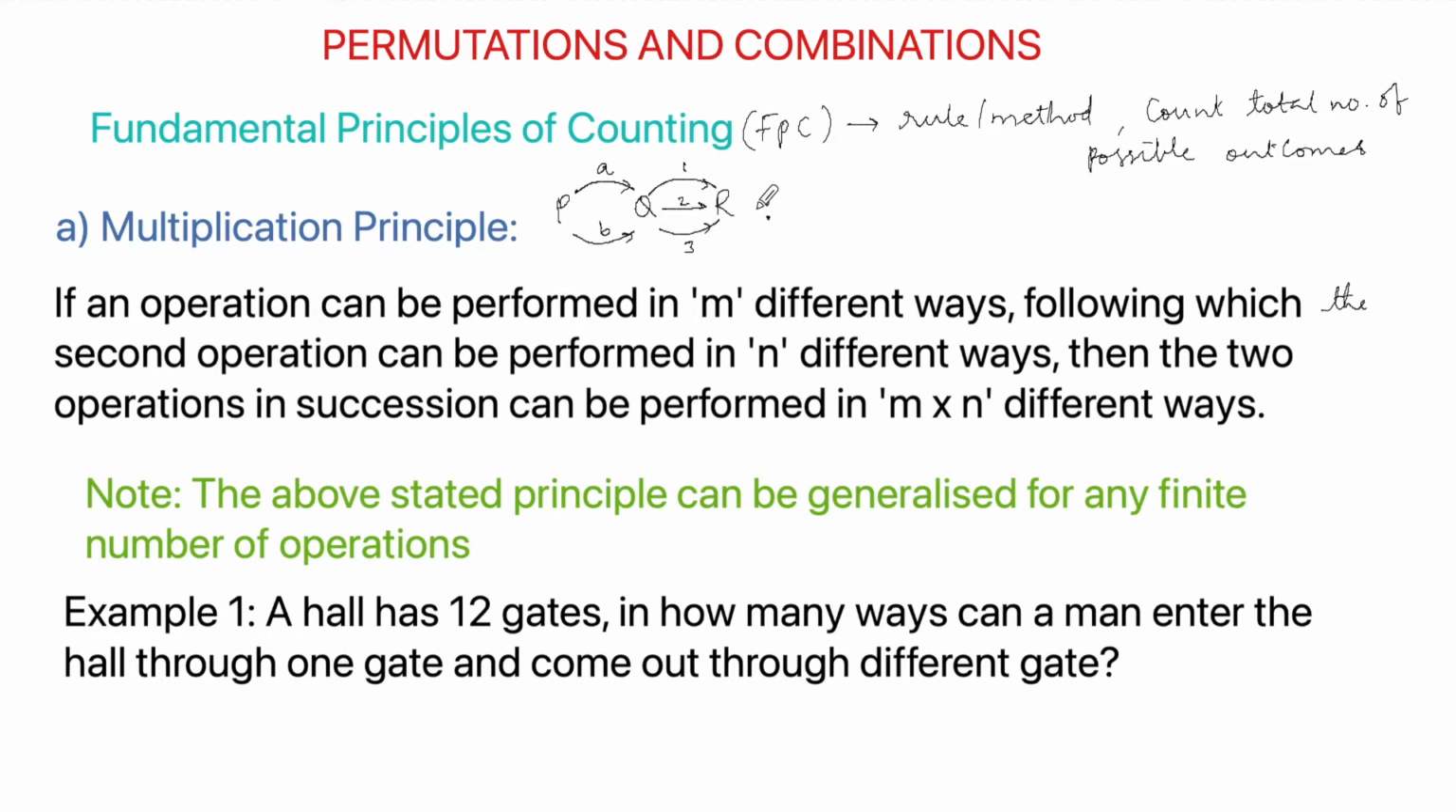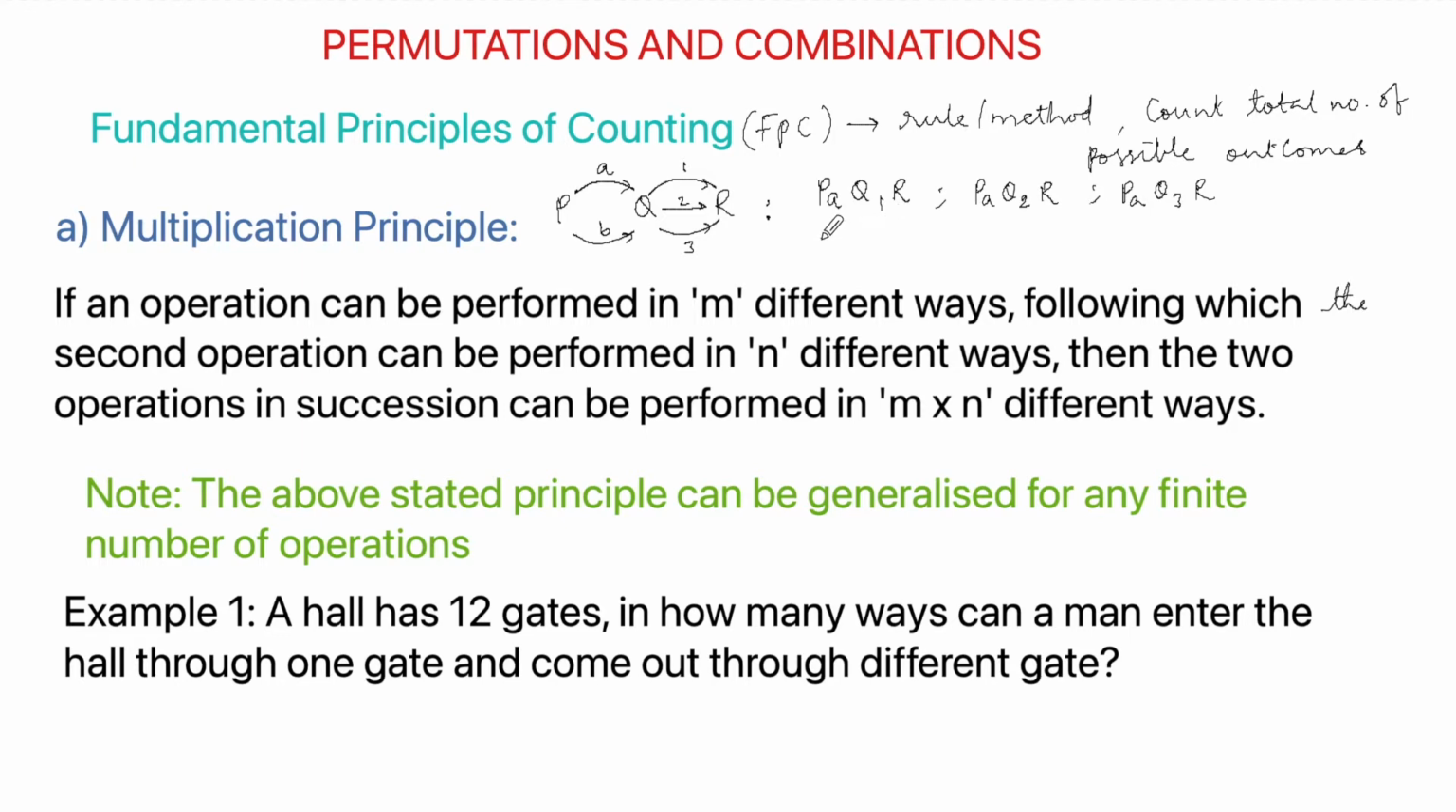After completing one, P to Q, then next, means both are dependent. So here Q to R is dependent on P and Q. Both must be completed. So let me write here the number of possible outcomes. P to Q through A, and again from Q to R through 1. P, A, Q, 1, R, this is one possibility. And then again P, A, Q, 2, R is another possibility. And the next P, A, Q, 3, R is a third possibility. Means through A from P to Q, there are three possible outcomes.